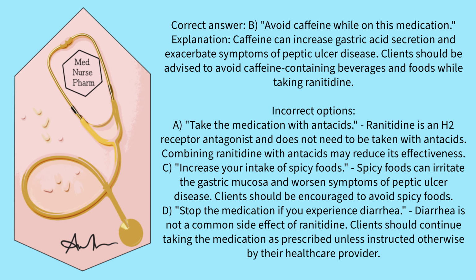If you chose option B, you are correct. Avoid caffeine while on this medication. Caffeine can increase gastric acid secretion and exacerbate symptoms of peptic ulcer disease. Clients should be advised to avoid caffeine containing beverages and foods while taking ranitidine.